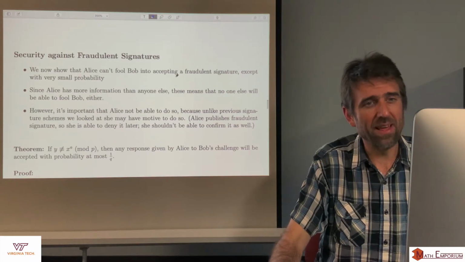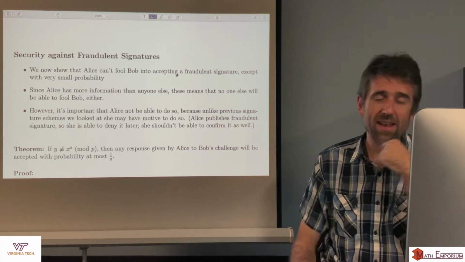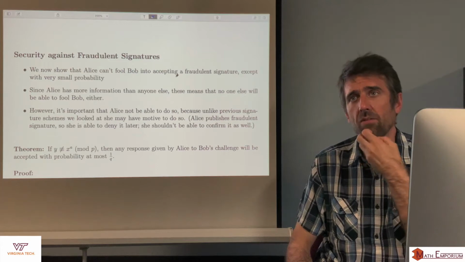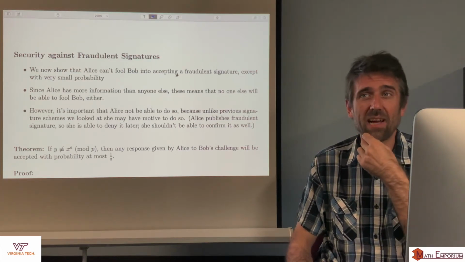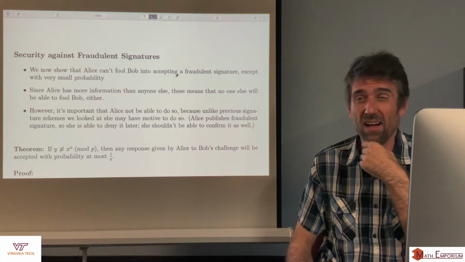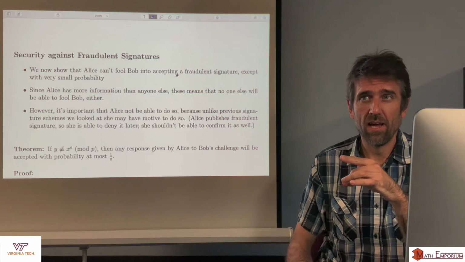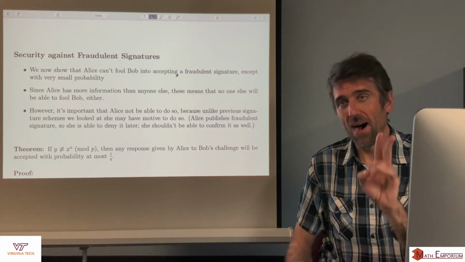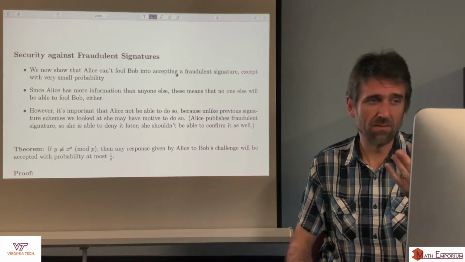Okay, but the interesting thing here is we can actually show that not even Alice will be able to fool Bob into accepting a fraudulent signature. So if that second component, y prime, is not actually x to the a, then Alice won't be able to fool Bob into accepting the signature as correct. And since Alice won't be able to fool Bob, nobody else will be able to fool Bob either, because nobody else has as much information as Alice.